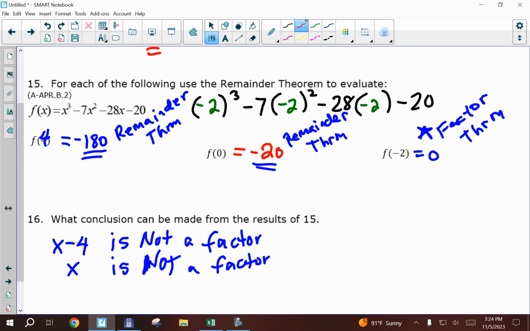And then finally, the most important one is this guy right here. Because we tested negative 2, that means it came from x plus 2. And then we say that it is a factor. So you can tell if it's a factor based on the result. You can tell the name of the theorem based on the result. If it's 0, it's the factor theorem, and that means that it is a factor. And if it's not 0, then it's the remainder theorem, and that means that it's not a factor.